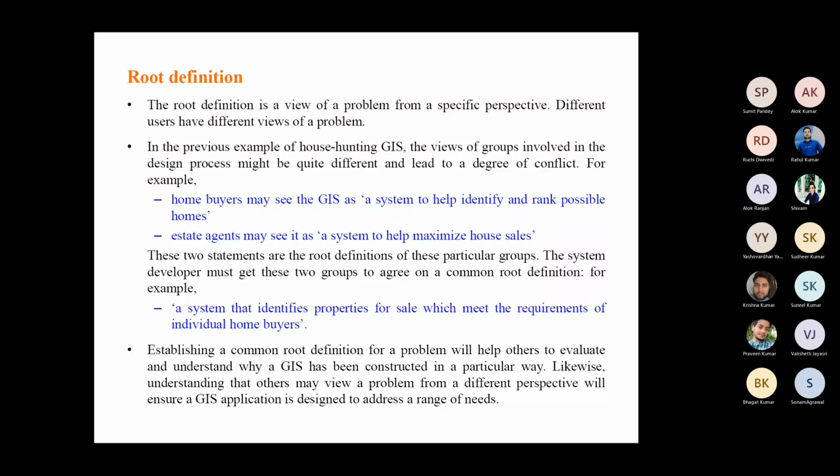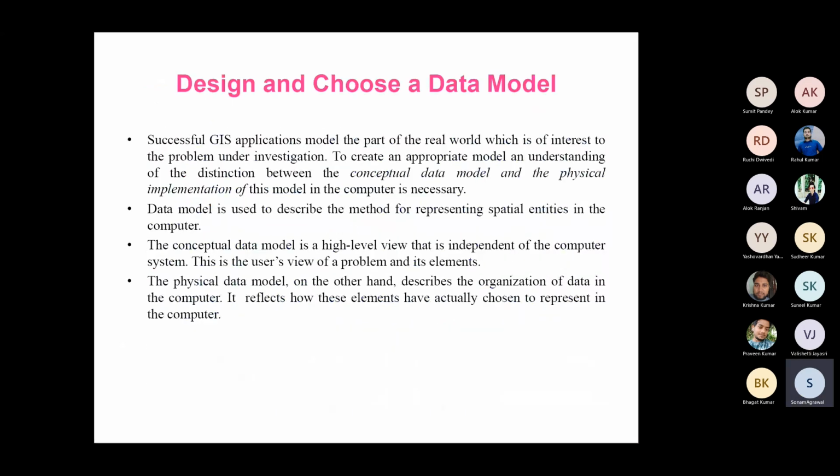Once the problem identification phase is over, the next step is to choose and design a data model. What is a data model? Already you have learned two types of data model. Conceptually, there is a raster data model and a vector data model. Once the problem identification is done, we need to identify which data is required and how we are going to store that data, which conceptual model is used. And once that is fixed, the next thing is which physical model we are going to use.